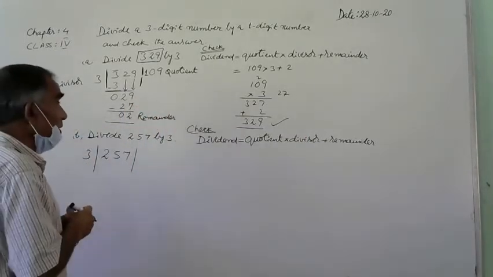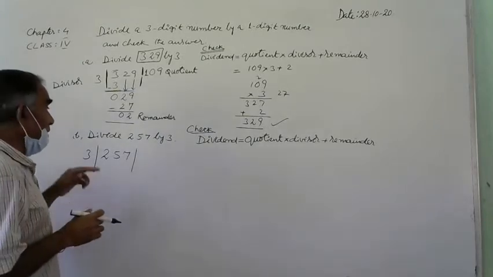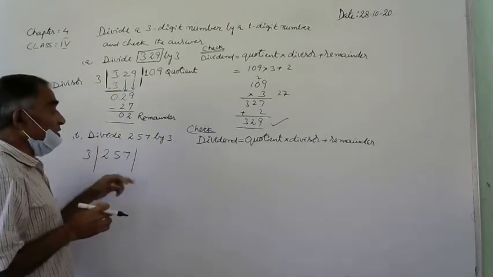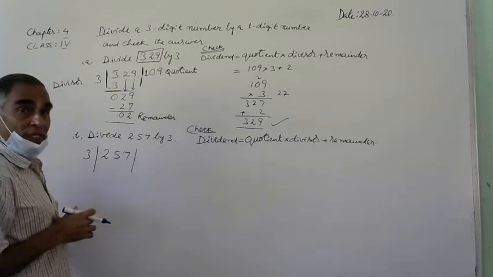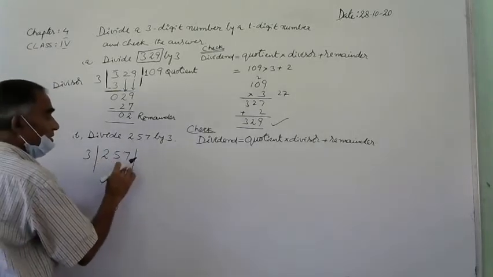You understood? Here is one more example. Divide 257 by 3. You write 257.